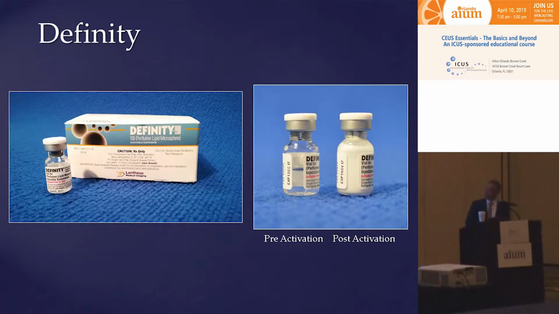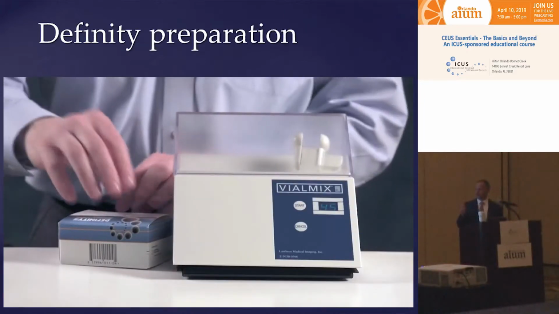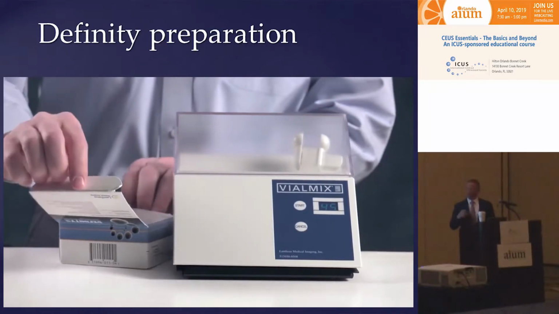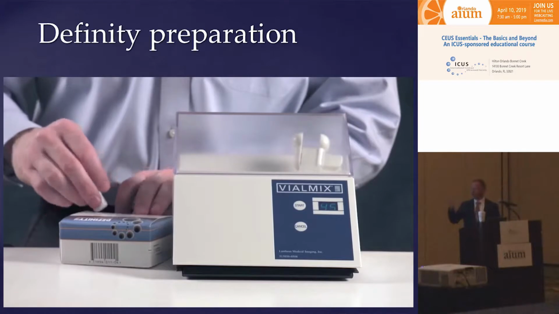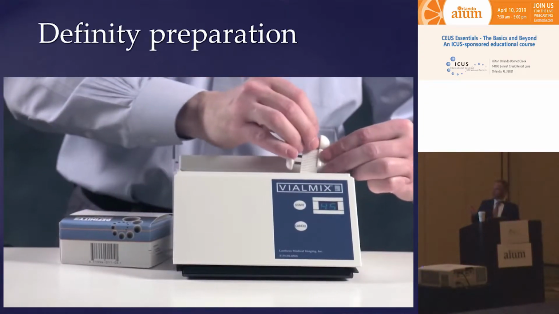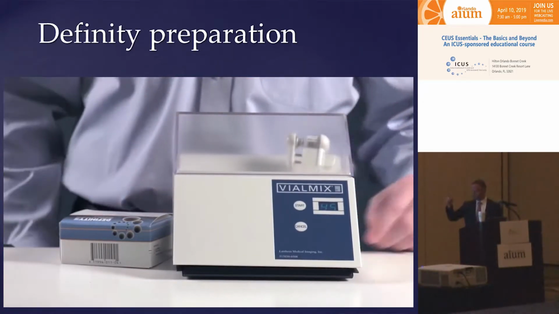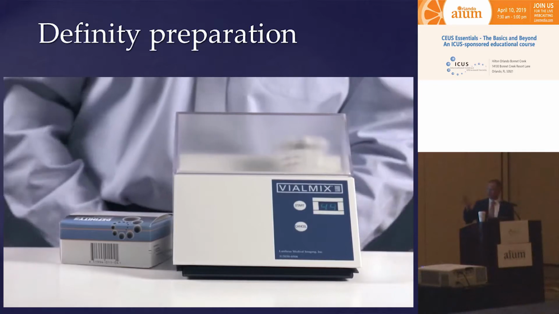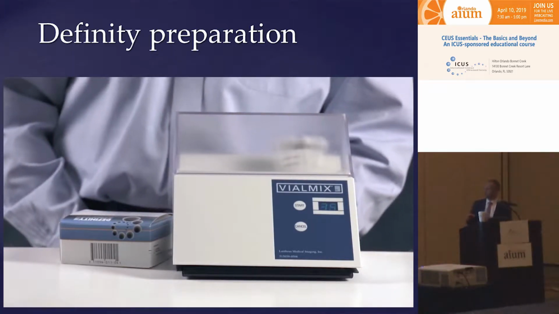It has to be activated to turn from clear into this milky substance, and you activate it using this device called vial mix. It used to be used for amalgam mixing for dental work, and now you can use this for Definity preparation. All you need to do is to put the vial on top of this mixer, hit the start button, and it takes approximately 45 seconds to activation.